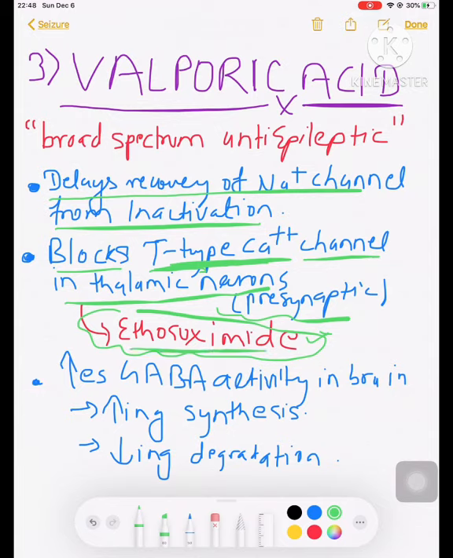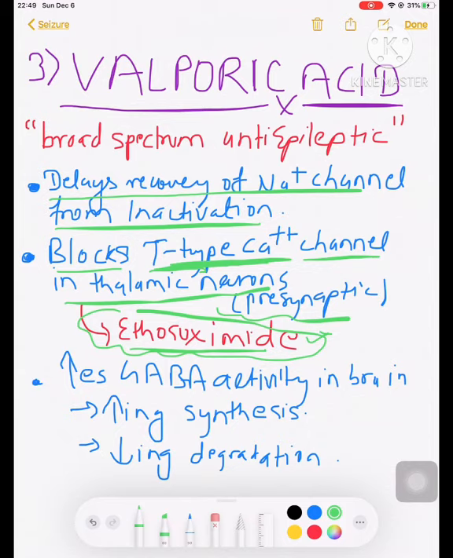What happens in absence seizure is that your brain becomes unresponsive to any sensory input. In absence seizure, since most of the other anti-epileptic drugs are CNS depressants, they will exacerbate the absence seizure. So these two drugs, ethosuximide and valproic acid, can be used in the management of absence seizure.